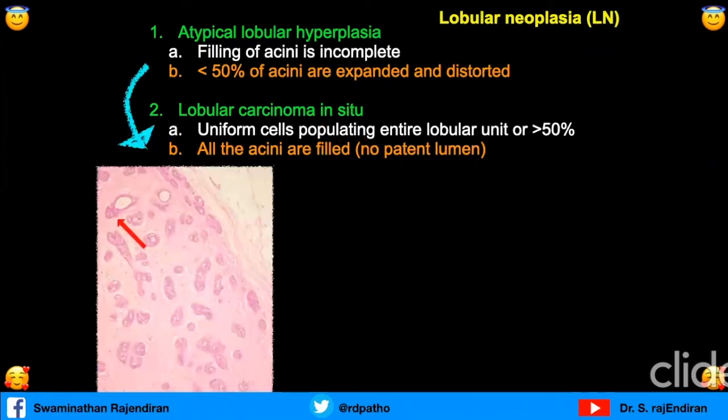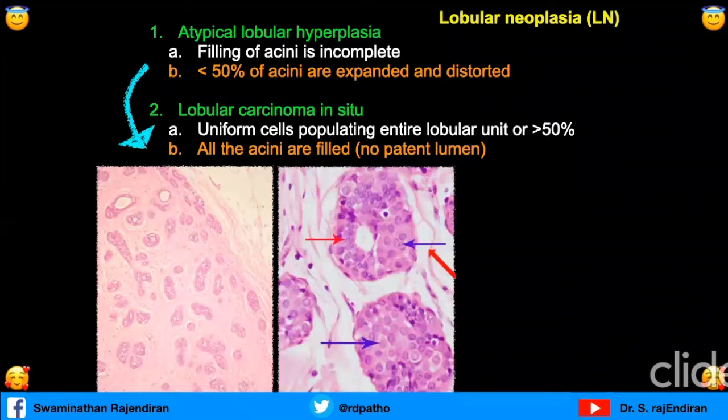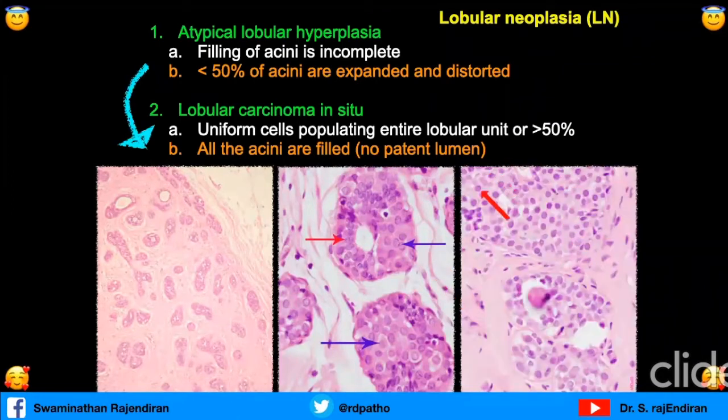So this is the example. See, the lobular pattern is maintained, but the individual acini are showing more number of cells, and it is not involving all the lobules. So this is atypical lobular hyperplasia. This is again atypical lobular hyperplasia, whereas here all the lobules are distended with cells, and these are very uniform cells occupying more than 50% of the acini, so it is LCIS. So 50% or more. If it is less than 50%, atypical lobular hyperplasia. If it is more than 50%, it is LCIS.